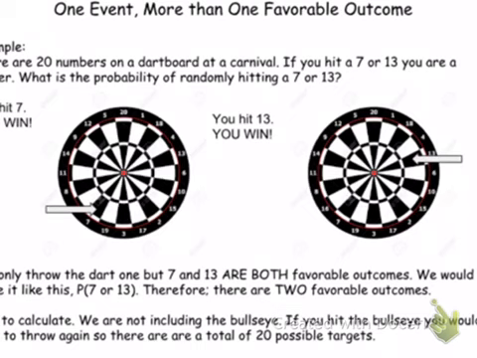So you can see where the white arrow is here and the white arrow is here, and it's saying that if you hit the number 7 anywhere in here, or the number 13 anywhere in here, you win. And you can see how it's written as the probability of 7 or 13. You win if it lands in 7, or you also win if it hits 13.